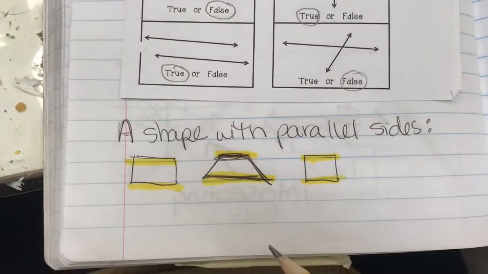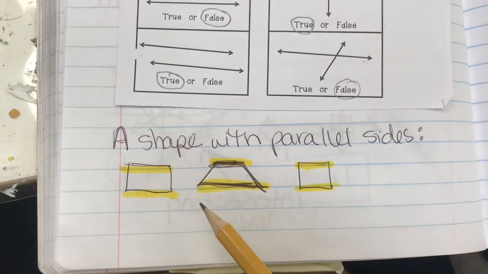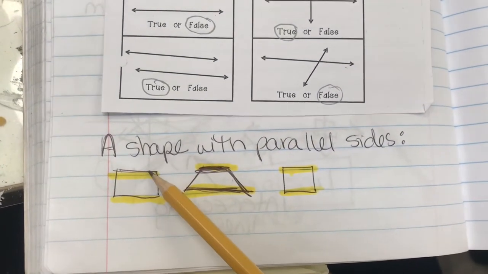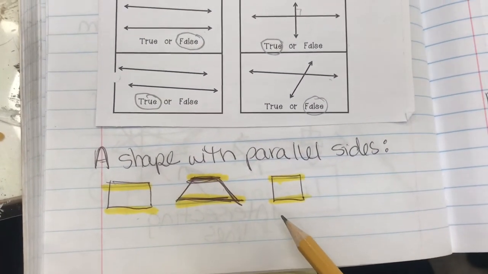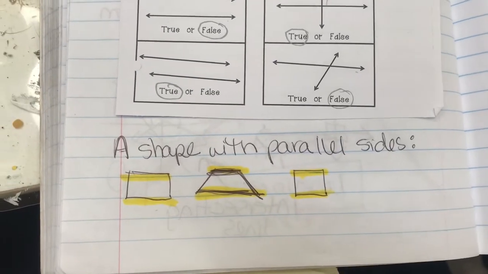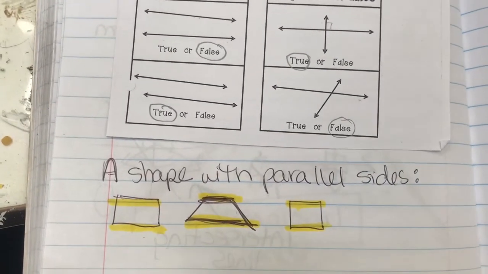Oftentimes you'll be asked questions where you have to identify different lines in a shape. So like you would have to highlight parallel or perpendicular lines in a shape. So that would be something that they would ask us to do in 4th grade.